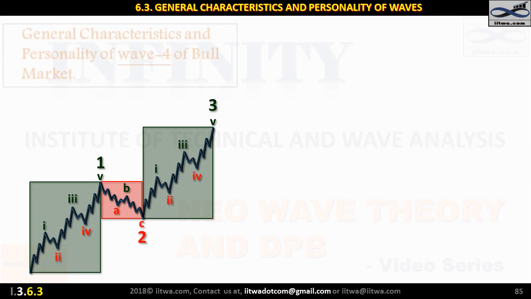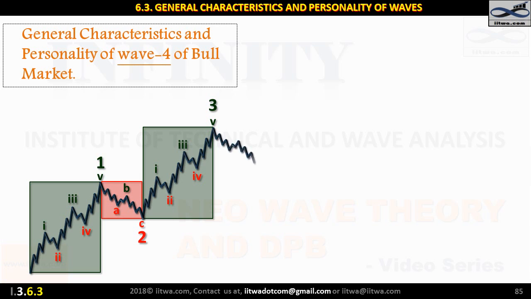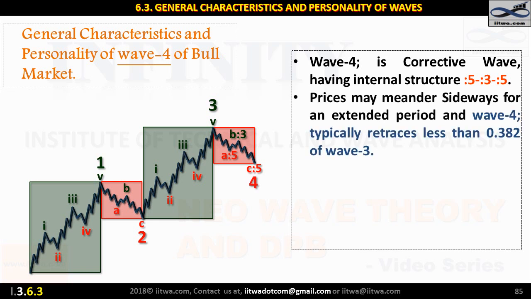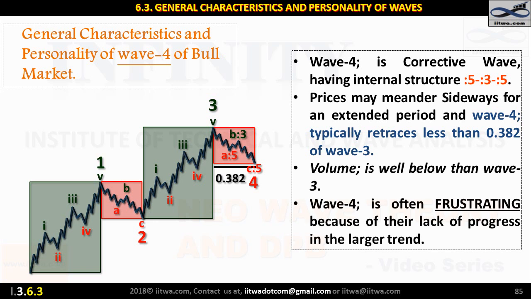General characteristics and personality of Wave 4 of a bull market. Wave 4 is a corrective wave having an internal structure of 5, 3, 5. Prices may meander sideways for an extended period, and Wave 4 typically retraces less than 0.382 of Wave 3. Volume is well below that of Wave 3. Wave 4 is often frustrating because of its lack of progress in the larger trend.